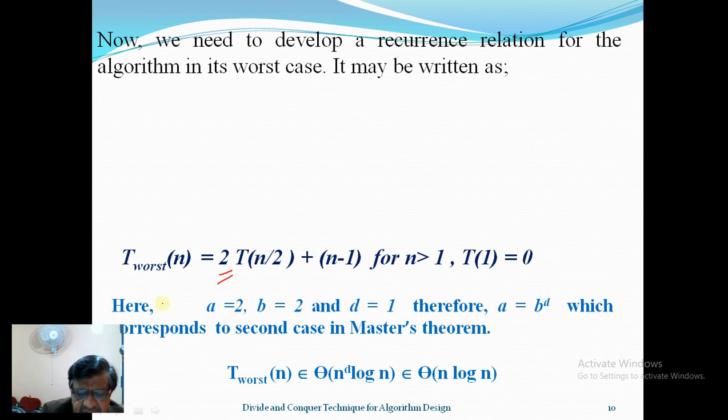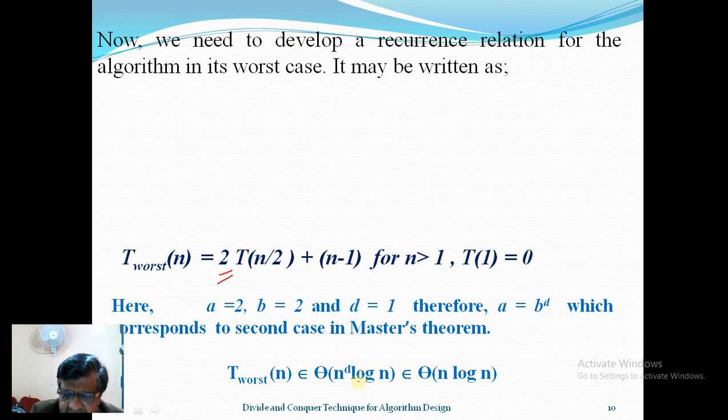Here, applying Master's theorem, a equal to 2, b equal to 2, and d equal to 1, because n to the power of d, n to the power of 1, therefore d equal to 1, a equal to 2, two subproblems in every stage, each of size n by 2, whatever the n that remains in that particular stage. So a equal to b to the power of d, which corresponds to the second case of Master's theorem, which states the total time required by the merge sort algorithm in its worst case belongs to big theta of n to the power of d log n. Here d equal to 1, therefore the complexity happens to be n log n.